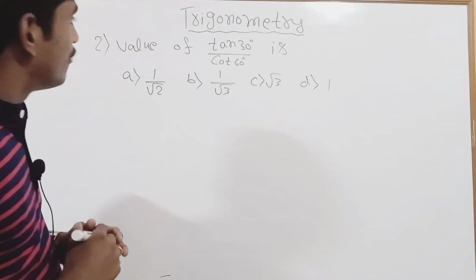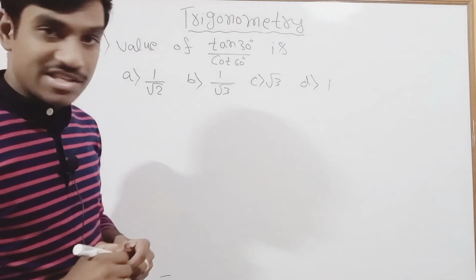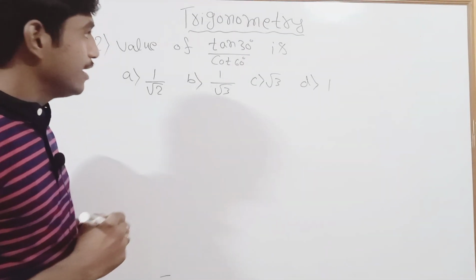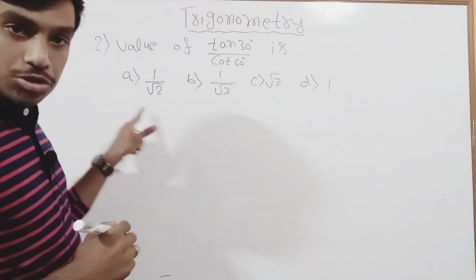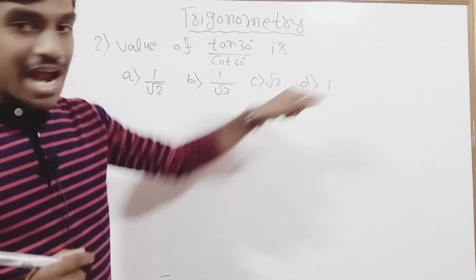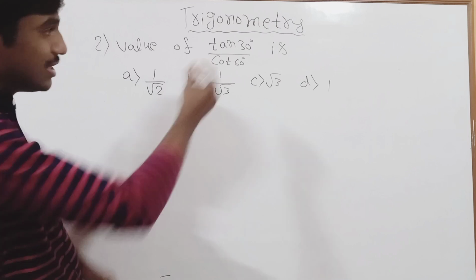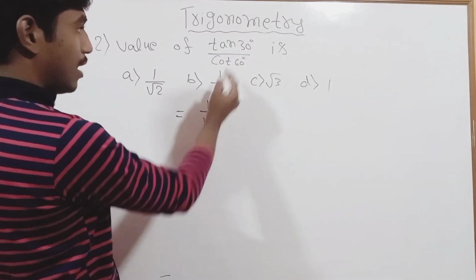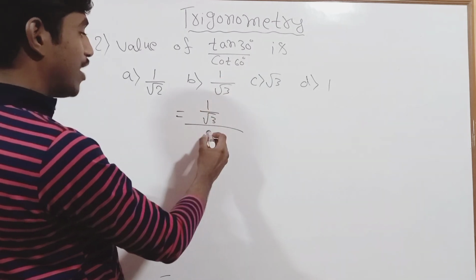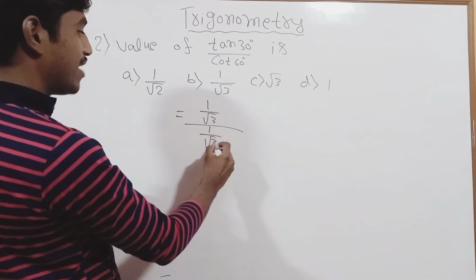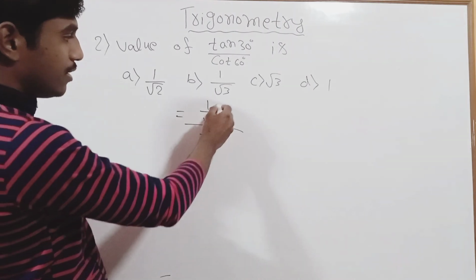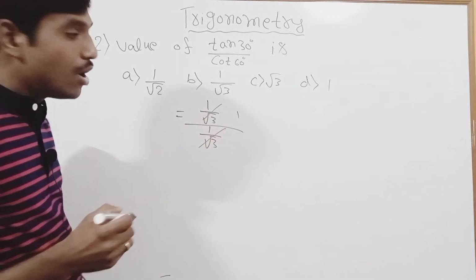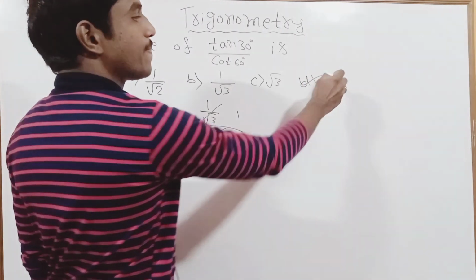Next question is value of tan 30 by cot 60. So we need to find the value of tan 30 divided by cot 60. The options are 1 by root 2, 1 by root 3 and 1. So you all know that the value of tan 30 is 1 by root 3 and cot 60 value is also 1 by root 3. So 1 by root 3 divided by 1 by root 3. So numerator and denominator both the same values. So we get the answer as 1. So the answer is option D.